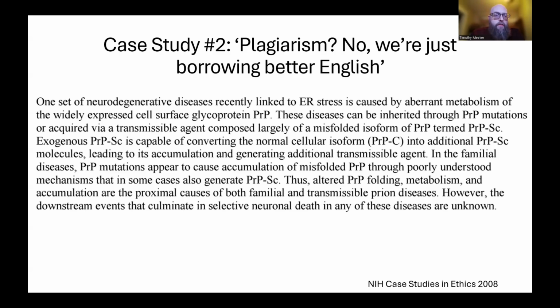In the familial diseases, PRP mutations appear to cause accumulation of misfolded PRP through poorly understood mechanisms that in some cases also generate PRPSC. Thus, altered PRP folding, metabolism, and accumulation are the proximal causes of both familial and transmissible prion diseases. However, the downstream events that culminate in selective neuronal death in any of these diseases are unknown.